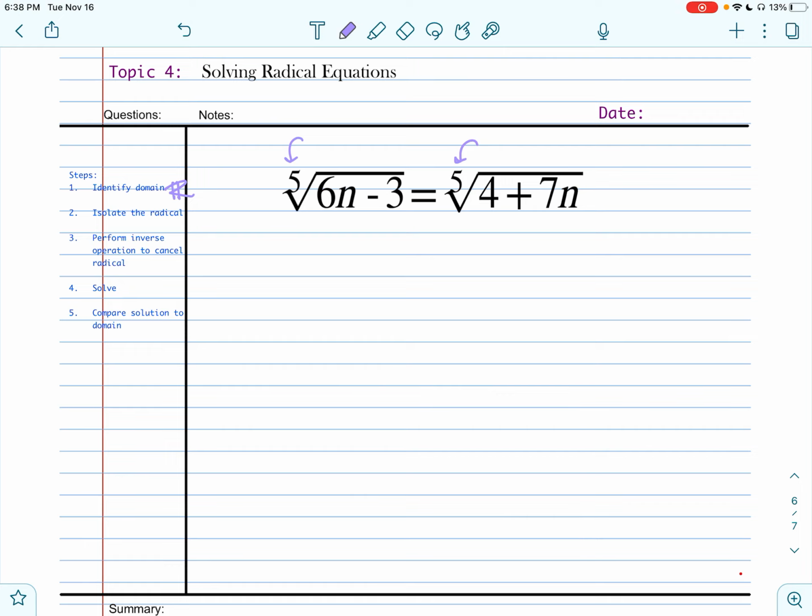Okay, perform the inverse operation. Well, I need to take both sides to the fifth power. All right, so that doesn't look too bad. And now I'm going to solve. So -3 equals 4 plus n.